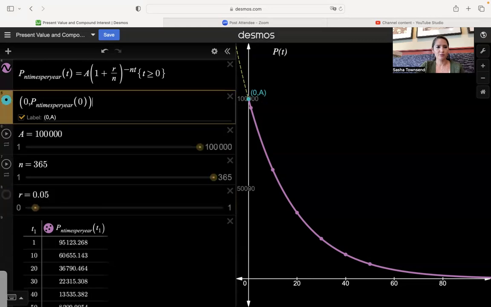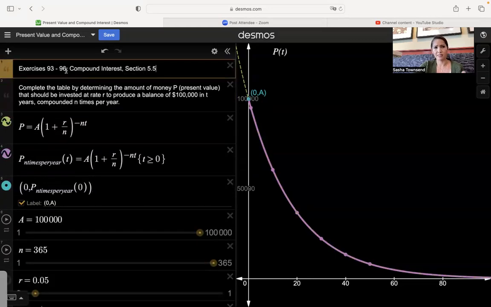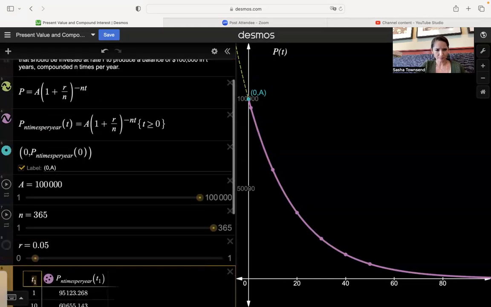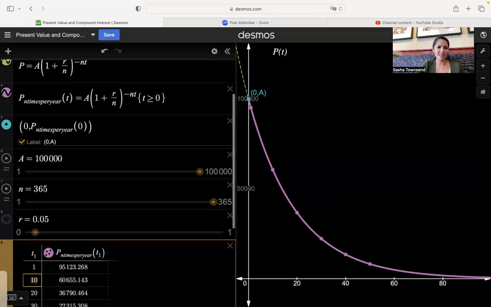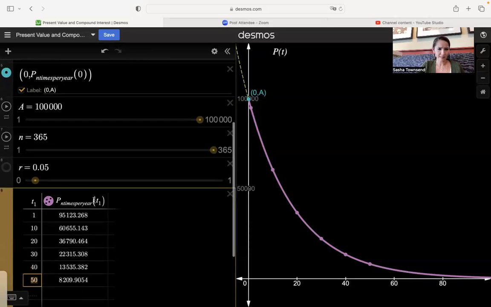Now, the problems vary. Problems 93 through 96 change the interest rate and then change the number of times you're compounding interest per year. We can do that by adjusting the value of n with this slider, and then adjusting the value of r here. You can use the slider or you can just type in the value of r. Either way is fine. And this will give you the present value that you need to invest so that you have that $100,000 so many years later. Let's actually use pencil and paper. We'll do some calculations and then we'll compare it to the values in the table here.